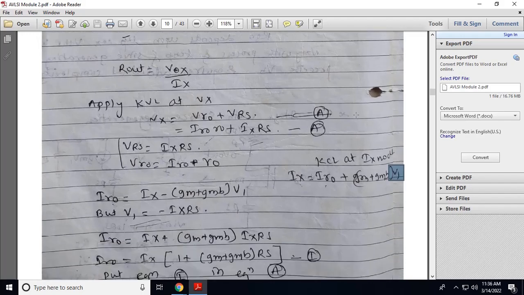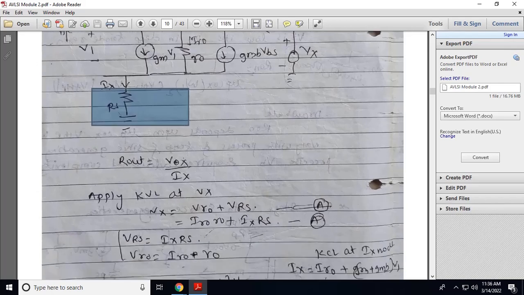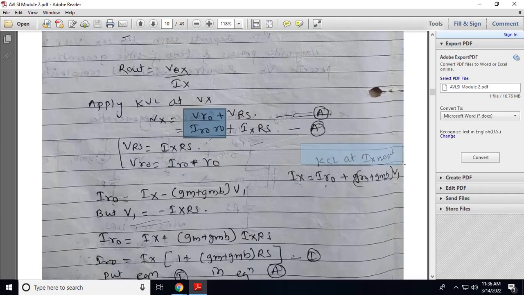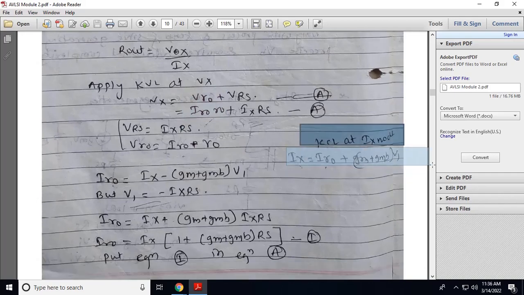So from this equation, the voltage across Rx is Ix into Rx and the voltage across R0 is IR0 into R0. Okay, we apply KCL at node X. From this equation we can simplify: IR0 is equal to Ix minus (Gm plus GMB) multiplied by V1.